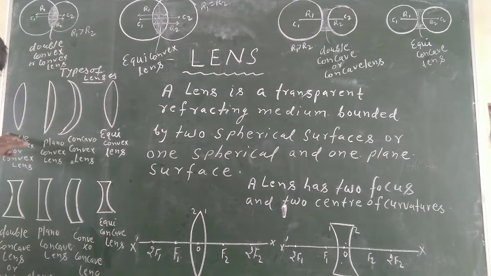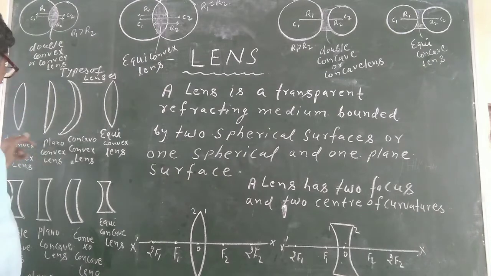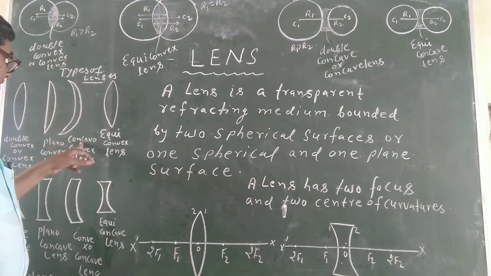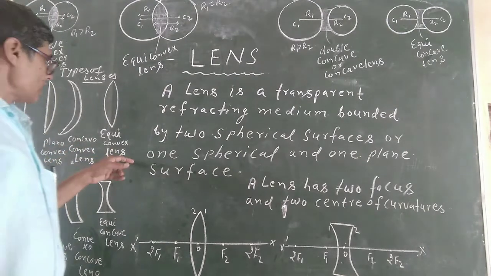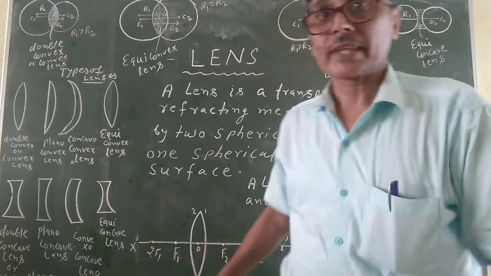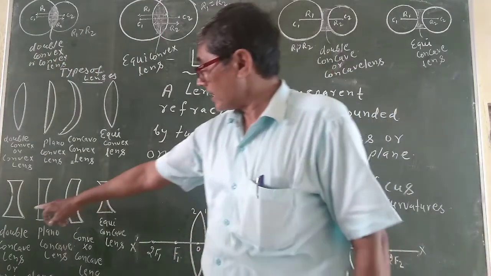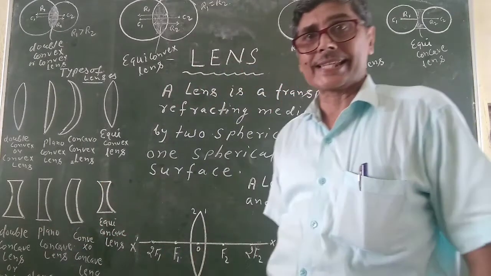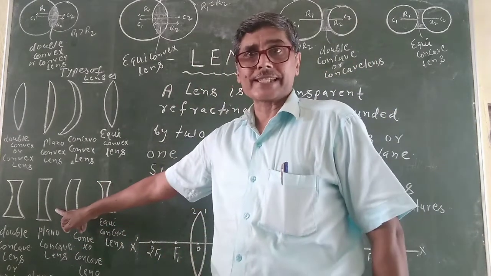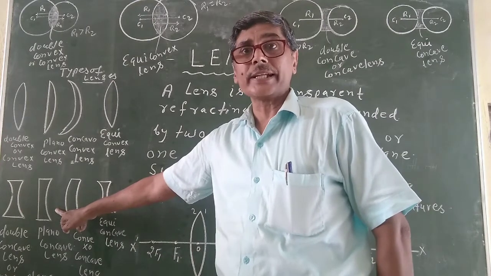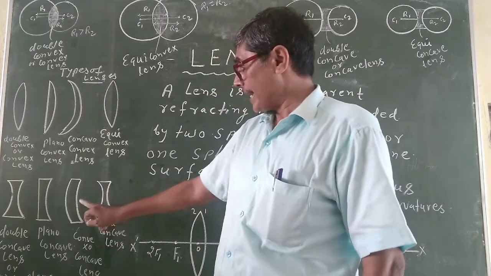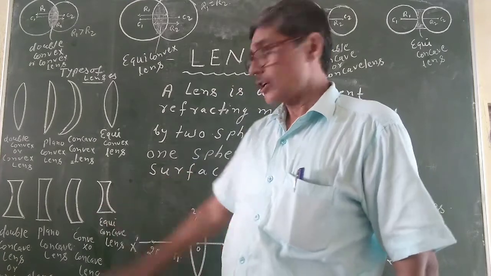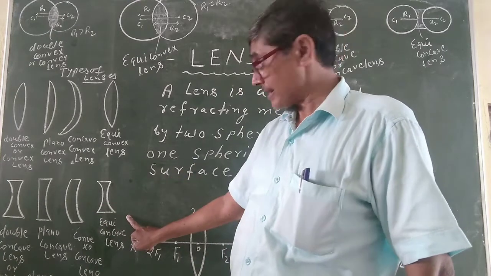So first, this is a double convex lens, or simply a convex lens. This is a plano-convex lens, this is a concavo-convex lens, and this is an equiconvex lens. Now the second type is the double concave lens, or simply a concave lens. This is a plano-concave lens, where one surface is plane. And this is a convexo-concave lens, or this is an equiconcave lens.